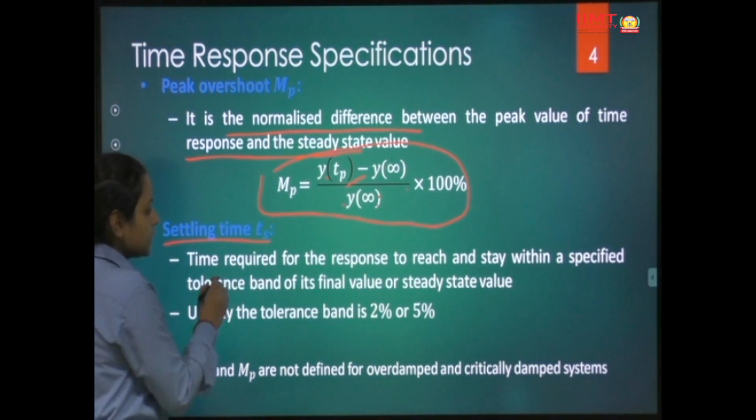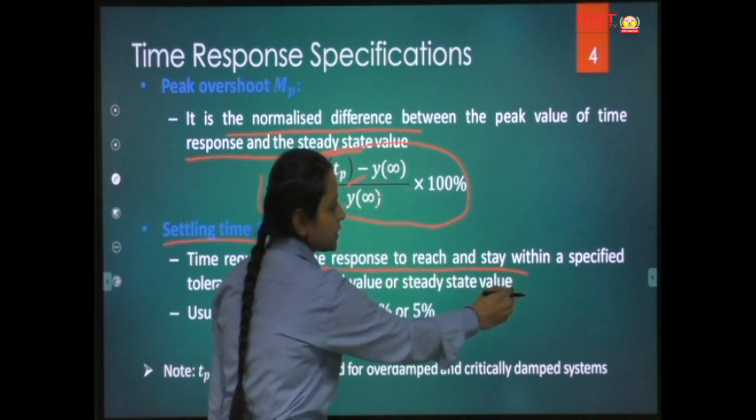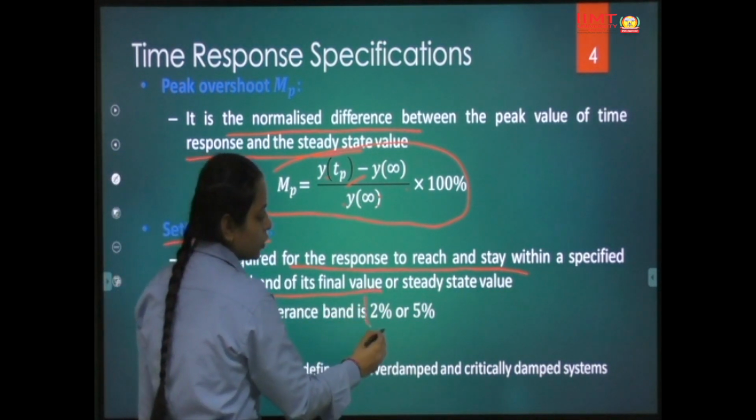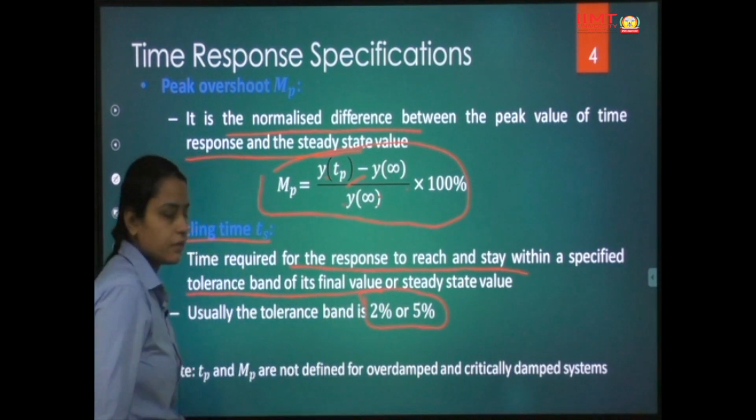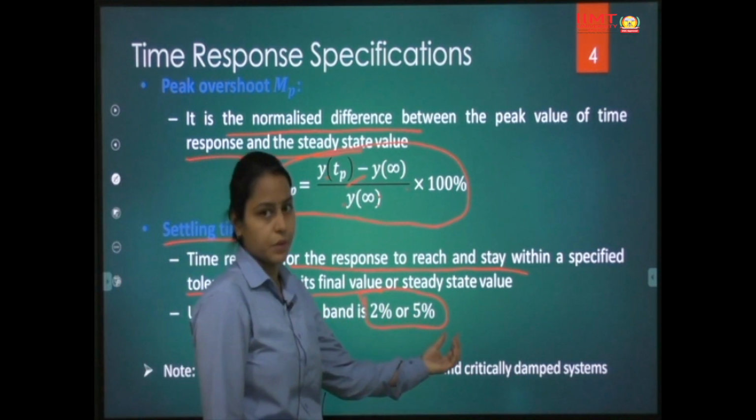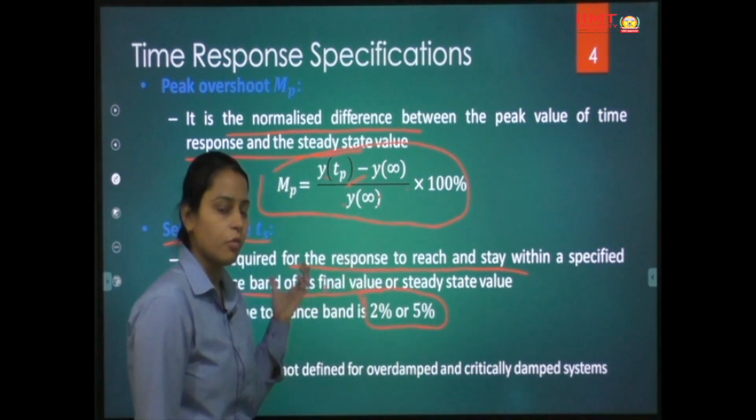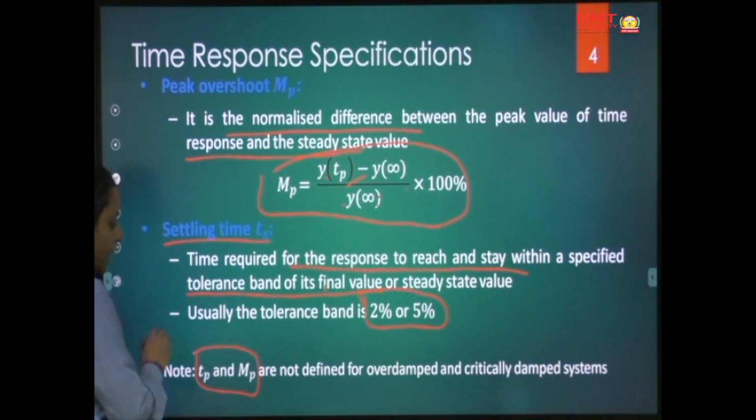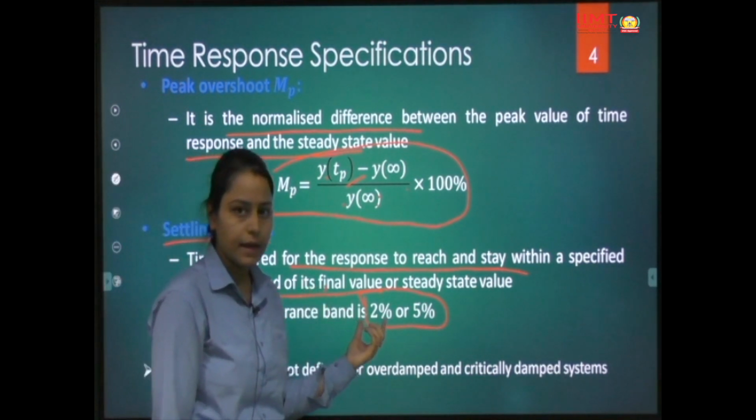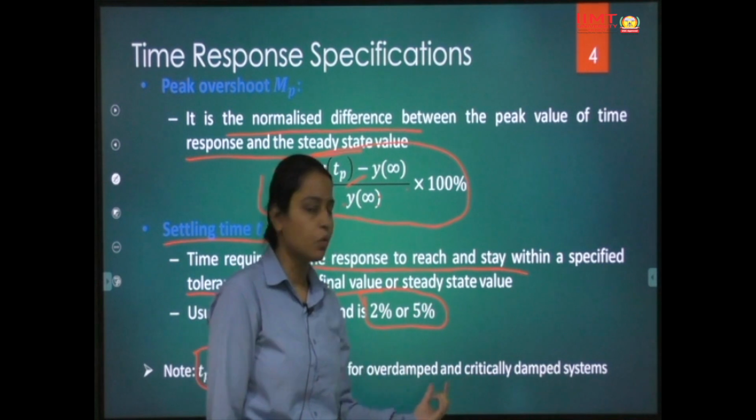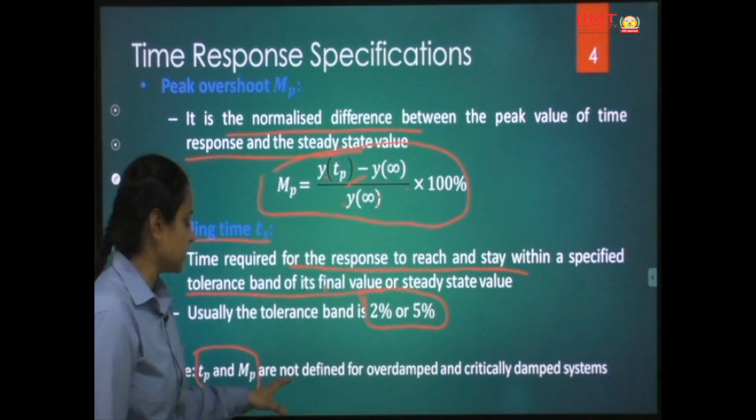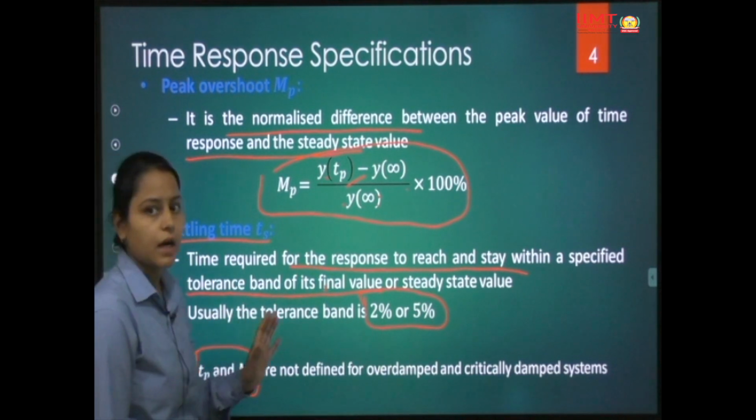Settling time is the time required for the response to reach and stay within a specified tolerance band of its final value. There are two types of tolerance band, one is 2% and the other is 5%. We have two different formulas for these two values. Here it can be noted that Tp and Mp are only calculated for underdamped systems and not for critically damped or overdamped systems, as there is no peak in those systems. So these two terms are only calculated for underdamped systems.